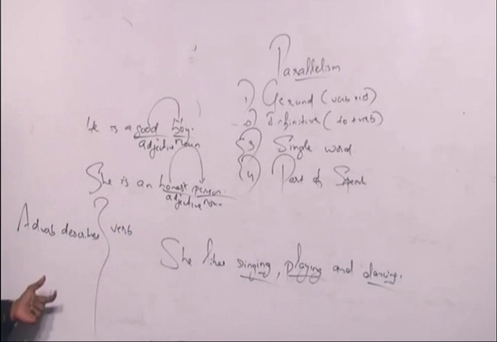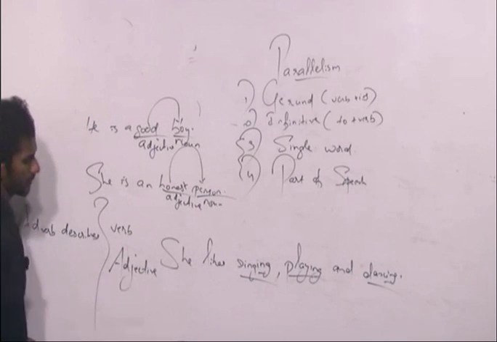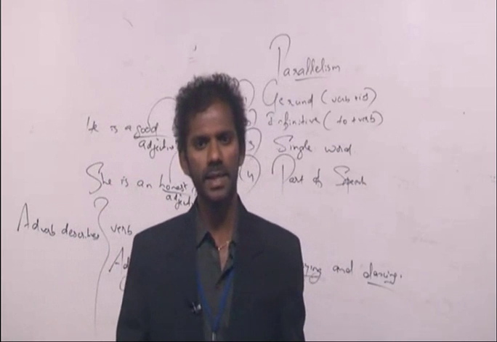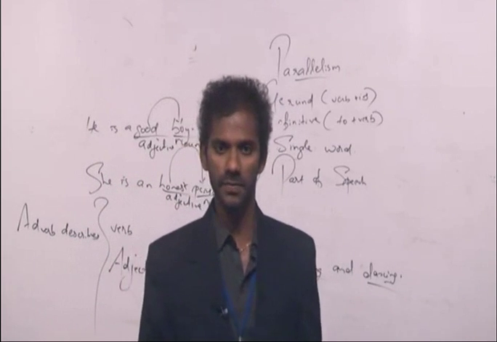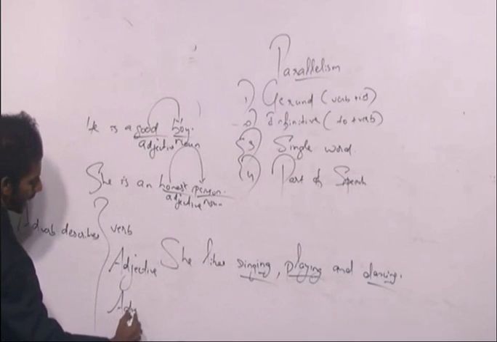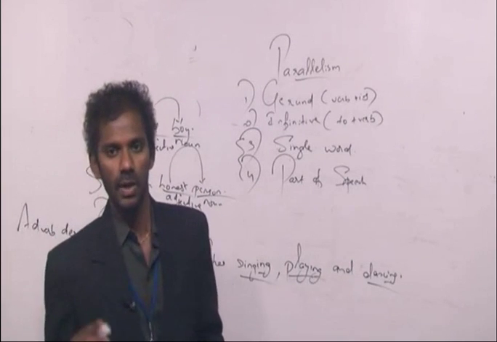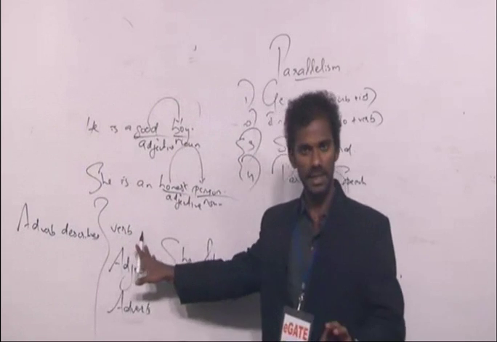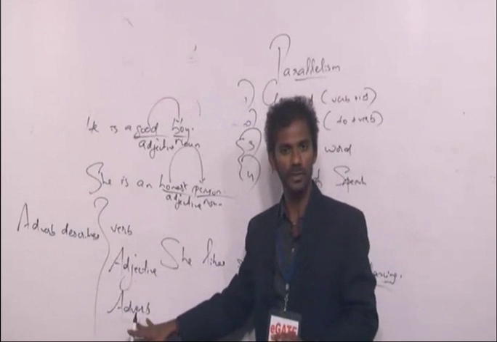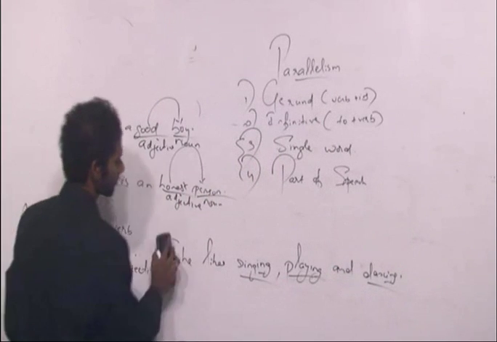Second definition. An adverb is a word that describes an adjective. I told you what an adjective is. Any word that describes a noun or a pronoun is termed as an adjective. Clear? Third definition. An adverb is a word that describes another adverb. These are the three definitions of an adverb. One is, an adverb describes a verb. I'll give an example. Second one, it describes an adjective. Third one, it describes an adverb.